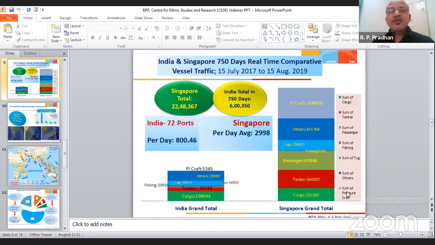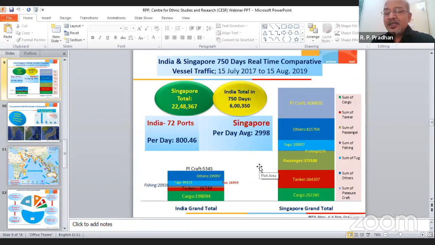I'm talking about another story. This is the story of Singapore port. On the bigger side, you can see the functioning efficiency of Singapore port, the number of vessels Singapore port handled in 2 years' time, 750 days. And all together, the smaller one, there are 72 ports, and the number of vessels they handled in 2 years' time. What is the finding here? Singapore is a small island nation with only one seaport, and that's a critical maritime strategic infrastructure for them. And it has created what we call the economic superpower called Singapore.